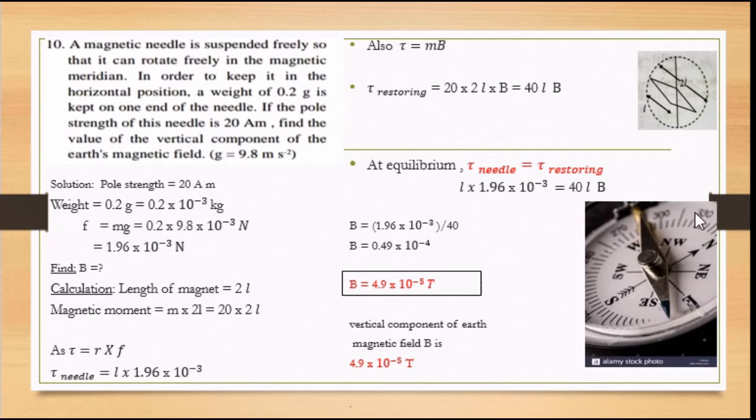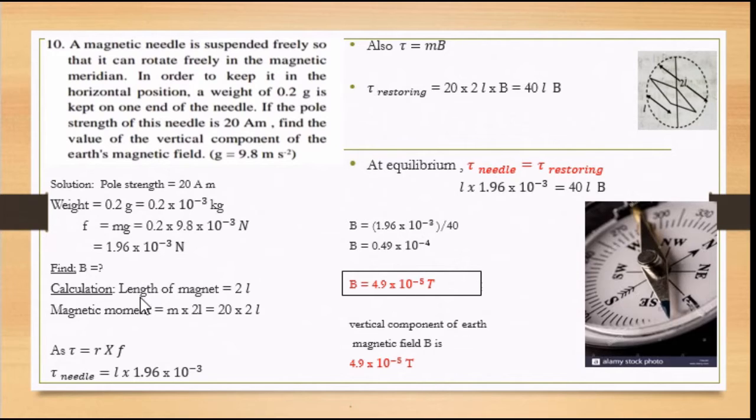The weight which is stuck over here, which is 0.2 gram, convert it into kg by multiplying by 10 raised to power minus 3. Then the force is equal to m into g. So this is the weight into g, the value of g is here, and after multiplying, the force is 1.96 into 10 raised to power minus 3 Newton, because this is 0.2 into 9.8. We have to find out the vertical component of the earth's magnetic field B.